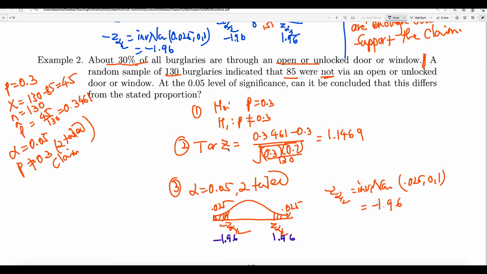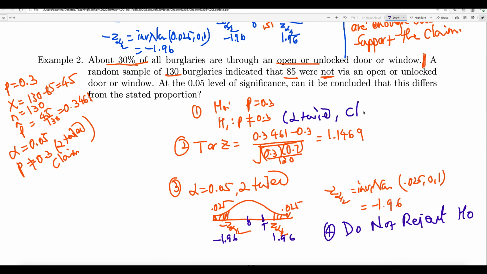Do you think the test value falls in the shaded region? The answer is no, because 0 is in the middle. It is smaller than the bigger value and bigger than the smaller value, so it will be somewhere here. That is the test value. Number four, we do not reject the null hypothesis H0. Because it is two-tailed and this is the claim, there is enough evidence to reject the claim.